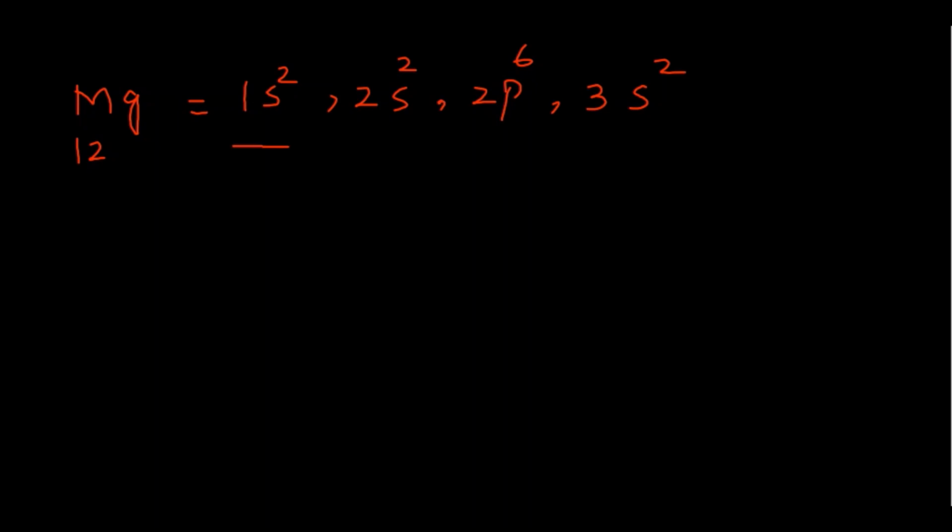1s belongs to K shell, 2s and 2p belong to L shell, and 3s belongs to M shell. Now write the n value for these shells. For K shell, n is equal to 1, for L shell, n is equal to 2, and for M shell, n is equal to 3. Which is the valence shell here? The valence shell is M shell.